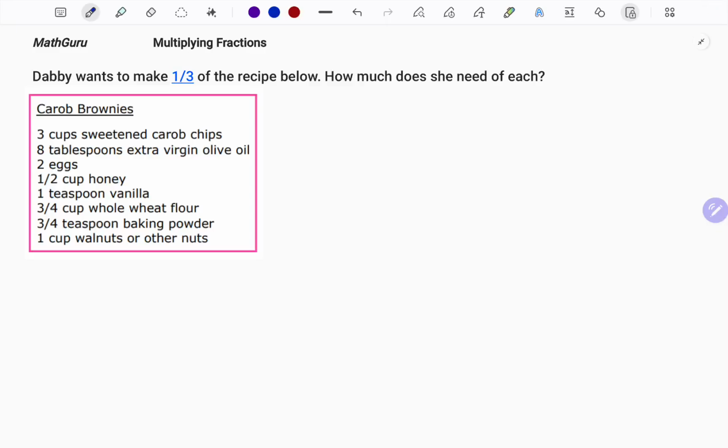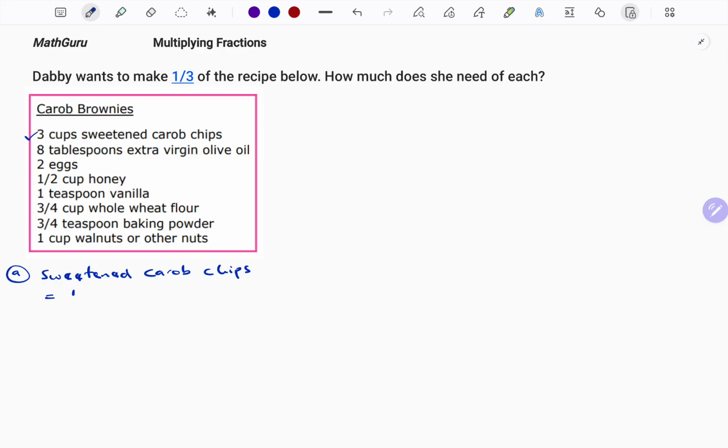In this video, I'm going to show you how to multiply fractions. The question says, Debbie wants to make a third of the recipe below. How much does she need of each? So what it means is I need to find a third of each of the measurements already given. So starting with 3 cups of sweetened carob chips, we've been told we need 3 cups of that.